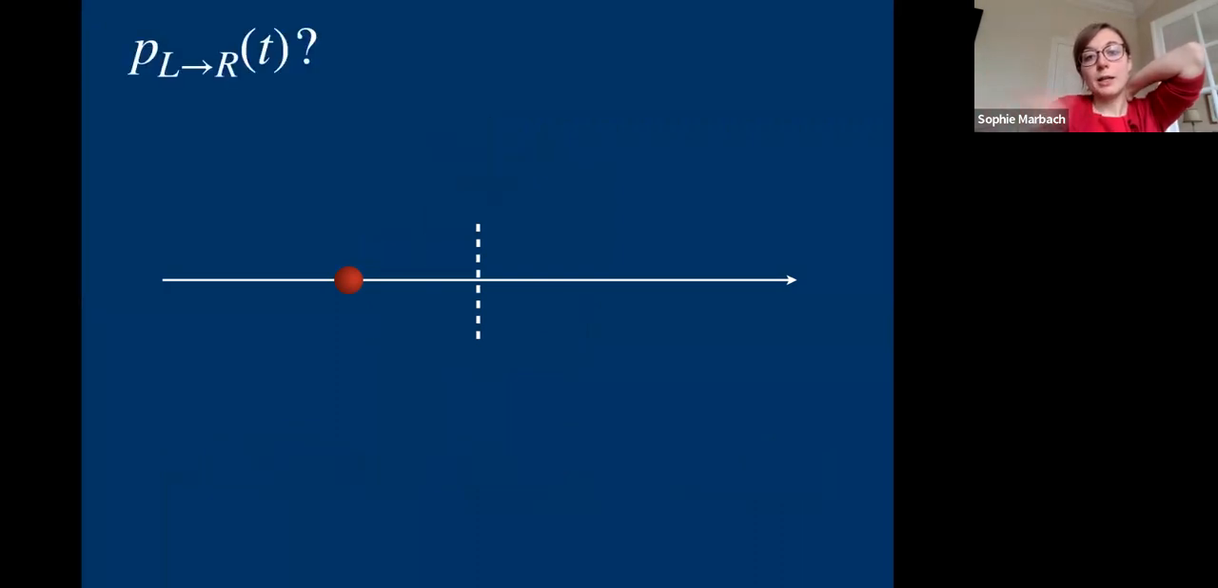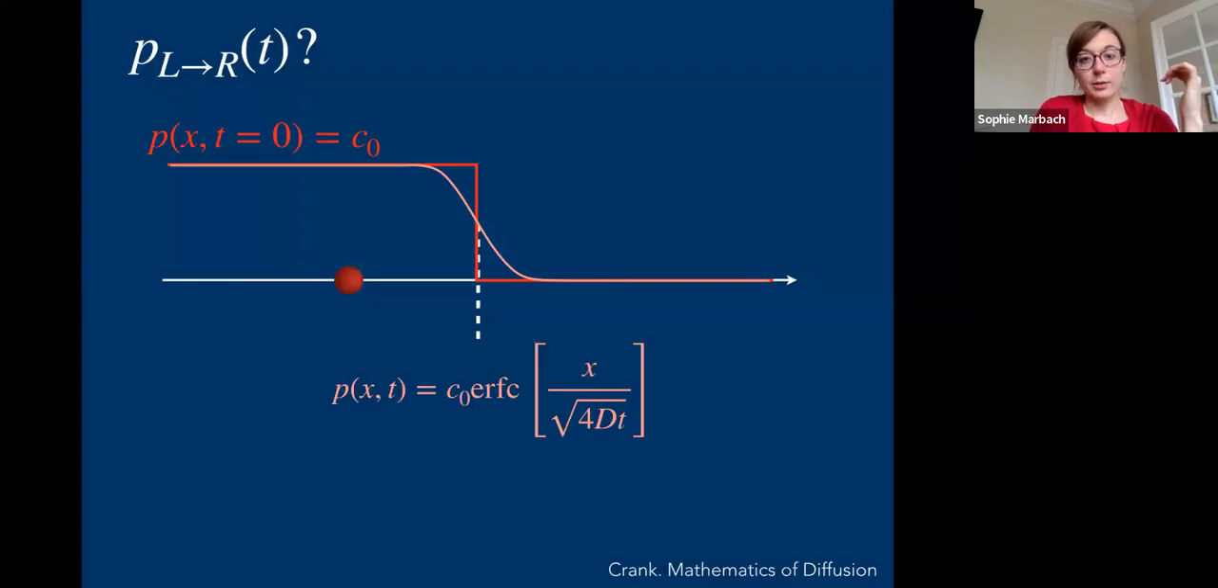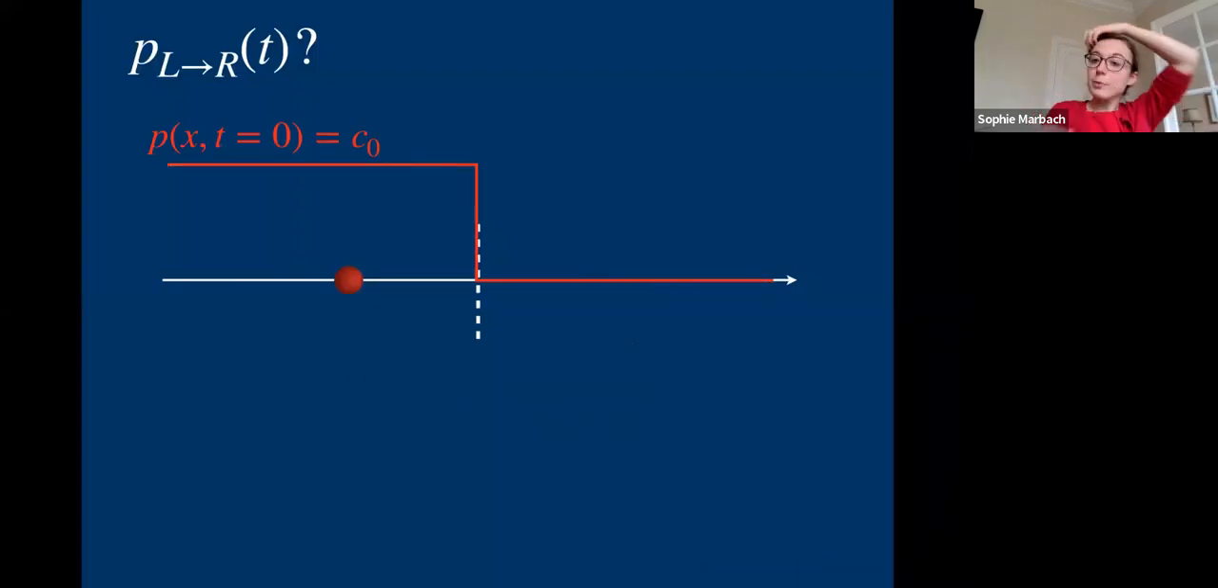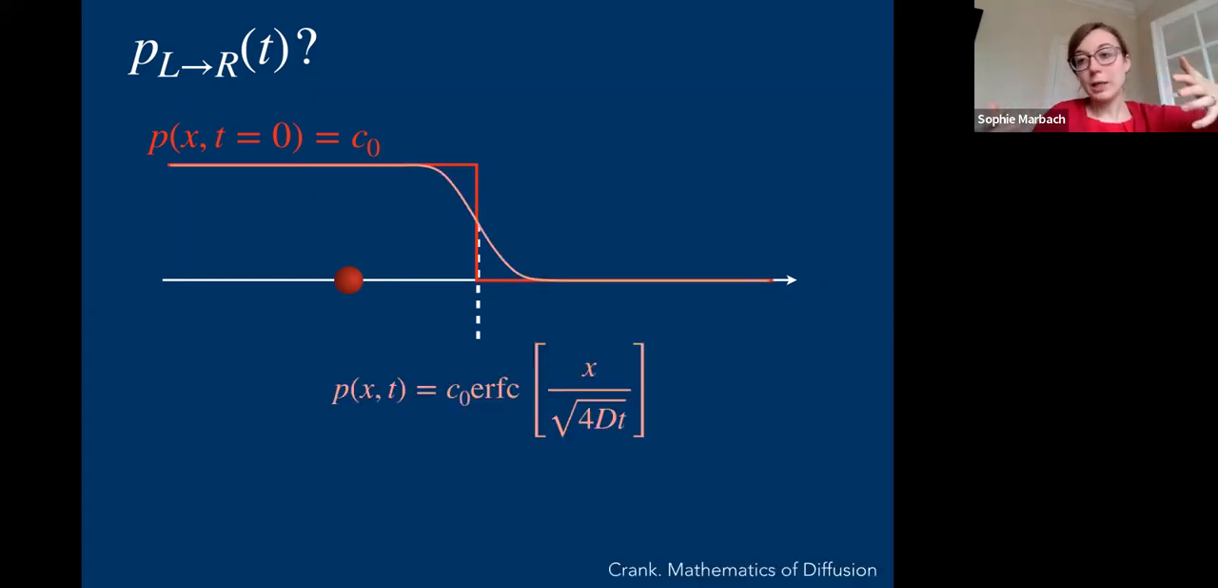This probability is: I started anywhere on the left. So if I focus on my particle that started anywhere on the left, its probability distribution function is a step. Okay, and then as time evolves, my particle diffuses, and so the probability to find it will smear out. And the way it smears out is given by an analytic expression based on the error function.